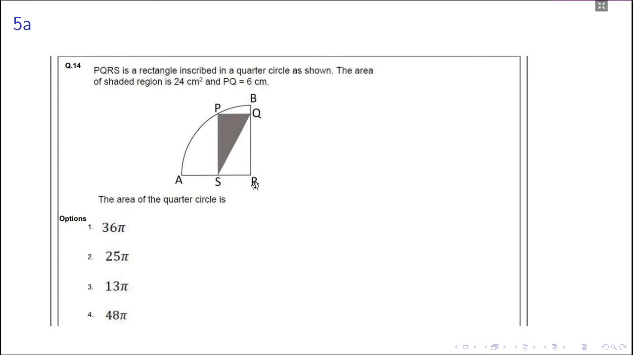So this is 6, this is 8. You can find the radius of the circle immediately. It's the square root of 6 squared plus 8 squared, so the square root of 36 plus 64, that's the square root of 100, and that's 10. So the area of the quarter circle is 1/4 of pi r squared, so 1/4 of pi into 10 squared. That's 1/4 of 100 pi, so that's 25 pi.